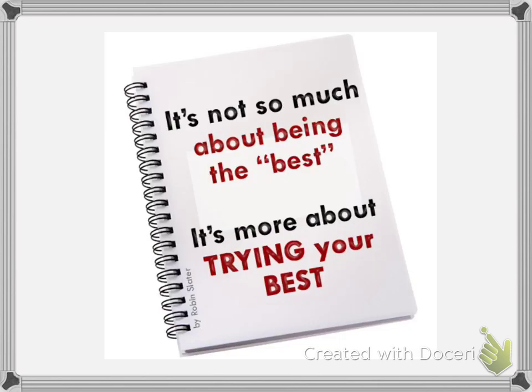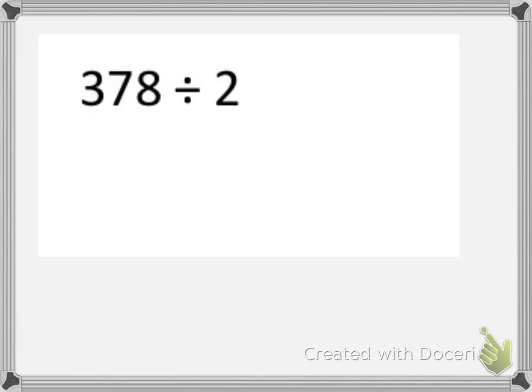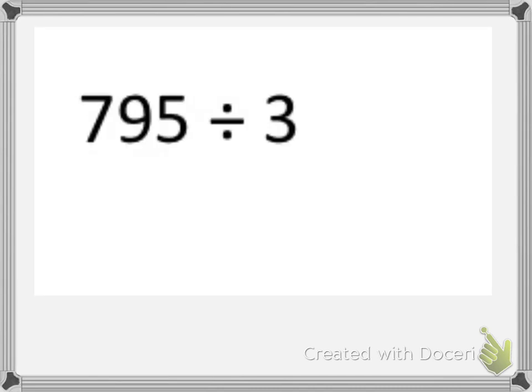It's not so much about being the best, it's more about trying your best. All right, do the next couple of problems and see how you do. Try your best. 378 divided by 2. You could either do a place value chart with the place value discs, or do long division, whatever you choose. 795 divided by 3. Either do the place value chart with the place value discs, or use long division.